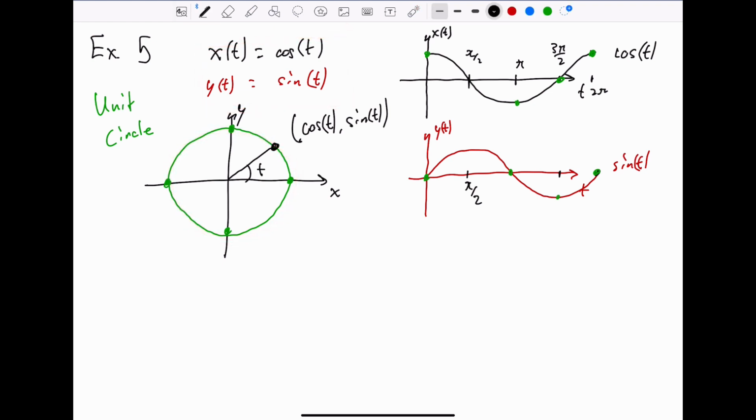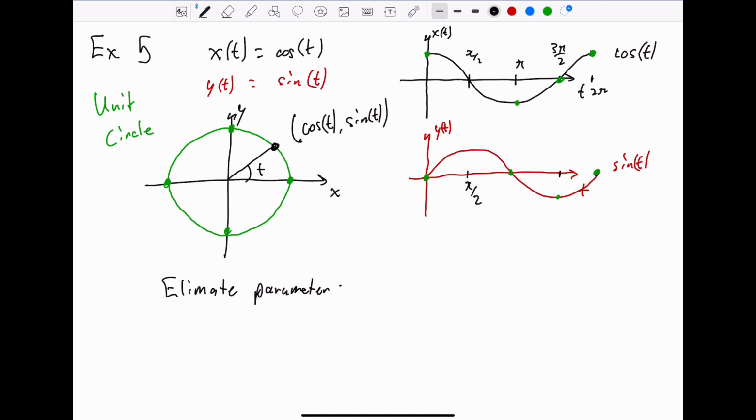Let's take one additional step here, and let's eliminate the parameter to find a Cartesian equation of this curve. Now, it's not so useful to solve one of these equations for t, because we'd be using arc-trig functions, which doesn't sound very pleasant. So there is another way, a better way, to eliminate the parameter in this case.